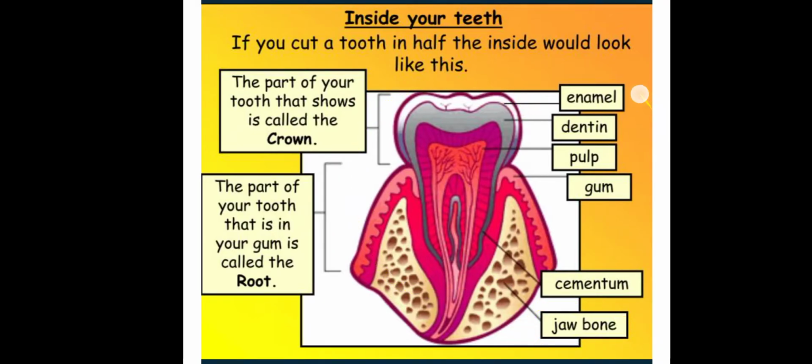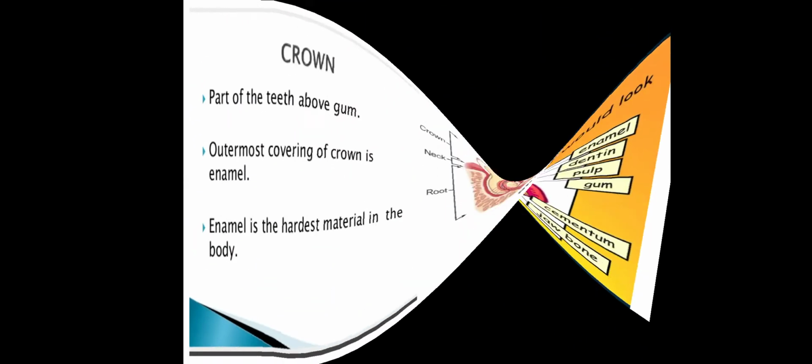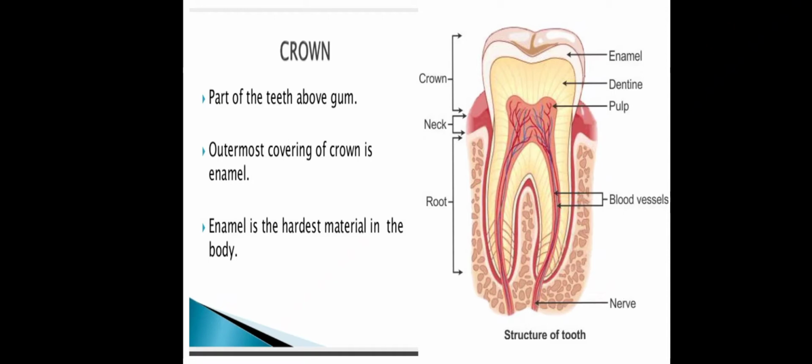Alright, so we will be learning all this in detail. First let us deal with the crown, the upper portion. It's the part of the tooth above the gum. The outer covering of the crown is the enamel. This enamel is the hardest substance in the body. So the first part of the tooth is the crown. It is above the gum.